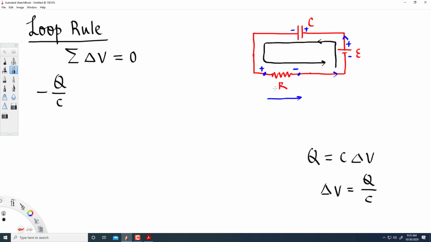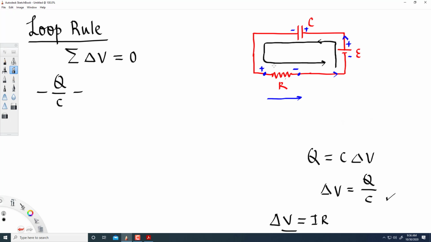The next component is this resistor. And what's the potential difference across the resistor? It's negative. The sign is negative. That's right. We are going downhill from positive to negative. But what's the expression for the potential difference across a resistor? Ohm's law, right? I times R. This is for the resistor, and that's for the capacitor.